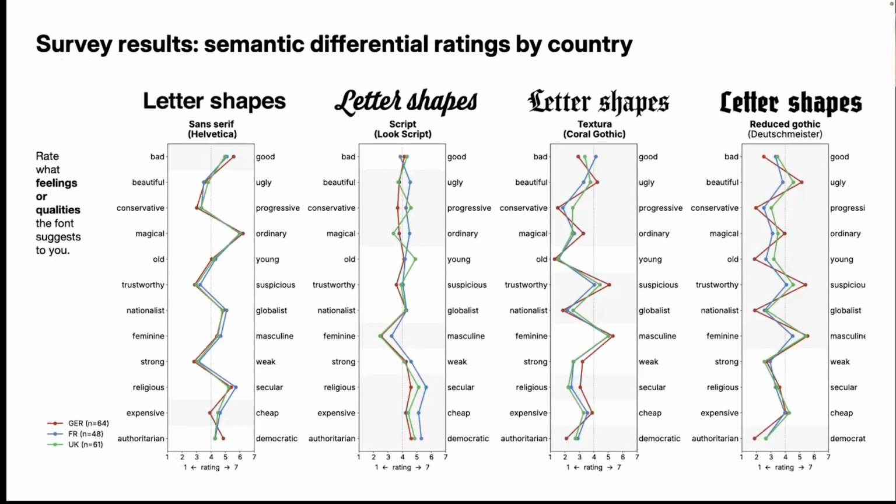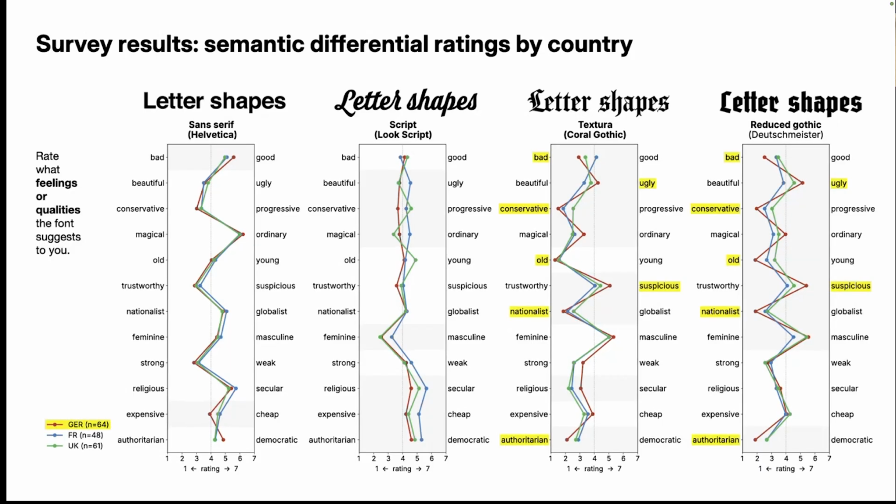Very quickly on the survey results, because they link very much with the images. So this is the first question. You see here the red lines are the German respondents, the French are in blue, and the UK in green. In response to what feelings or qualities are suggested, we see that on Helvetica, all respondents more or less agree. When it comes to looking at the two blackletter styles, we see, which surprised me, but then again, of course, it doesn't, that the red lines of the German participants always, and here even stronger, go into more extremes. They perceive it as even better, even worse, even older, even more suspicious and ugly and conservative and nationalist and authoritarian, which makes sense, but I also didn't necessarily expect it.